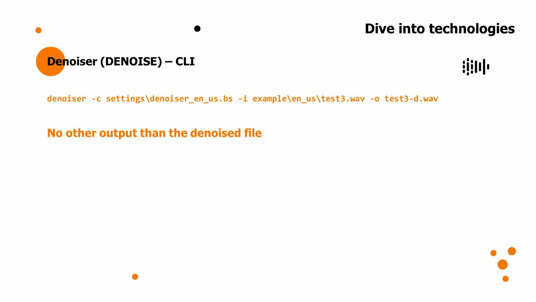This is how you run Denoiser in command line. The executable name is Denoiser and you need to provide the 3 mandatory parameters: -c option with path to configuration file, then -i with path to the input file to be processed, and -o with path to the output file to be created. Other available parameters are listed when running the executable with -h parameter or without parameters. Denoiser simply produces output audio file with noise removed. There is no other output.